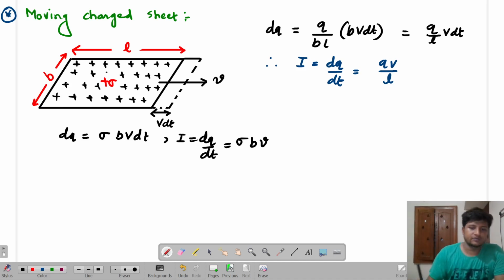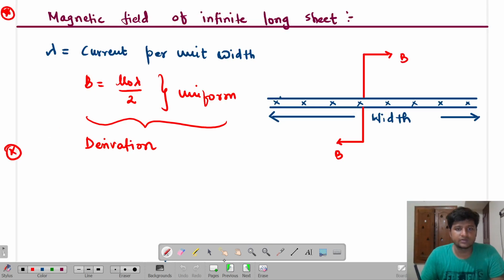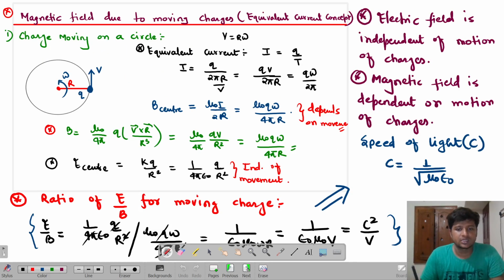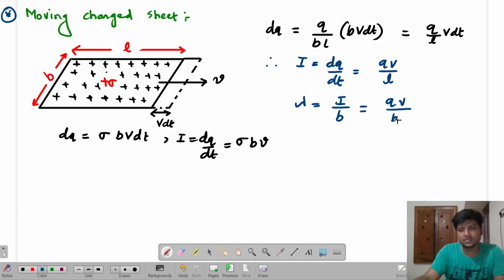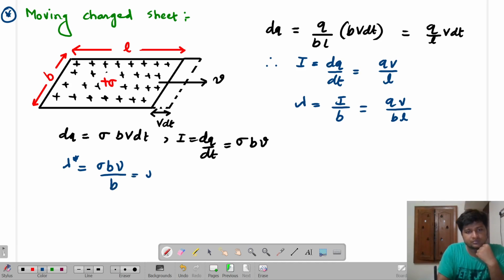Now, as you know that for any kind of a sheet, we defined magnetic field as mu naught lambda by 2, where lambda is current per unit width. So I need to define lambda. Lambda is current per unit width, which is I by... sorry, length L, isn't it? No, no, no. Width is b, not length L. So this is QV by bL. And here if I define lambda, let's suppose it is sigma b v by b. So it is simply sigma v. Are you able to get me or not? Clear?